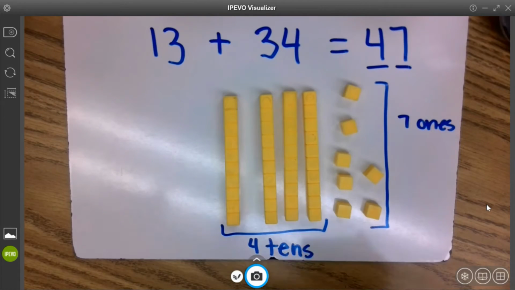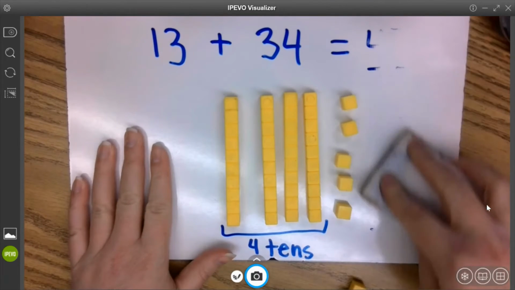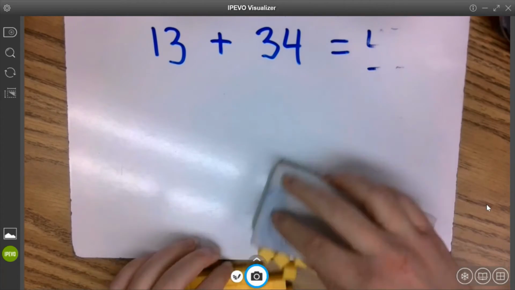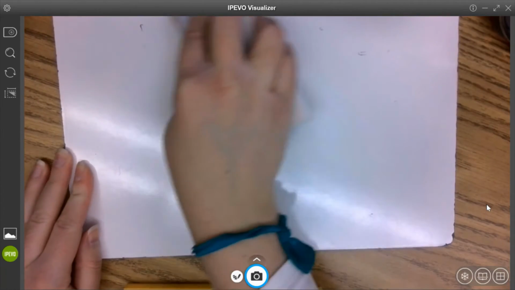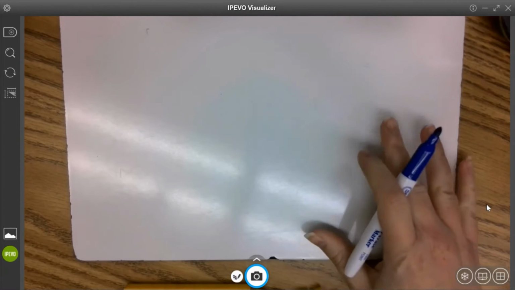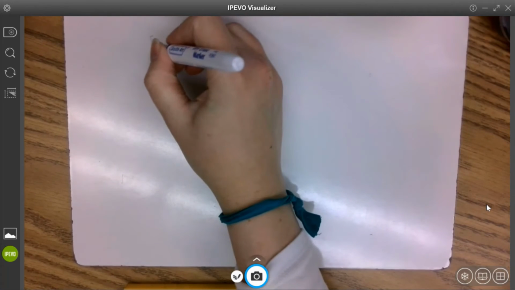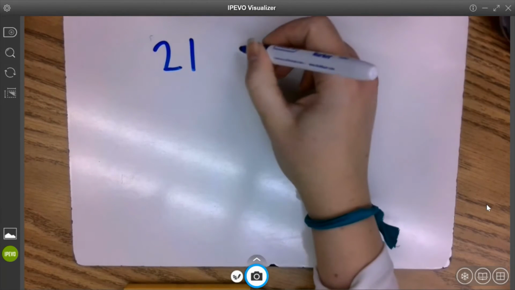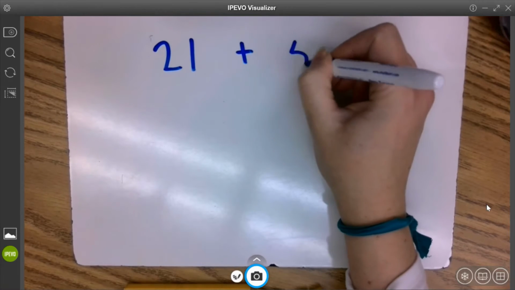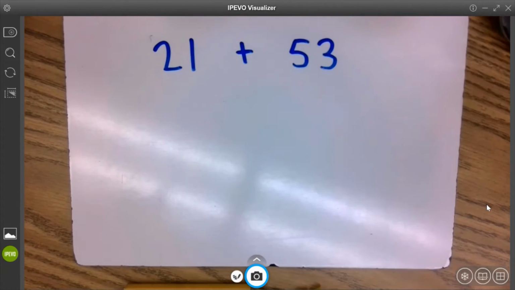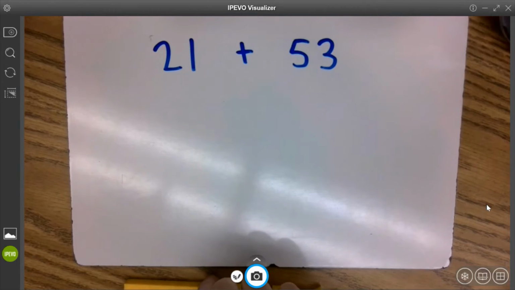Okay, let's look at another one. This time, let's do 21 plus 53. 21 plus 53. Can you model that? Pause if you need to model that, and then let's see if you get the same as me.